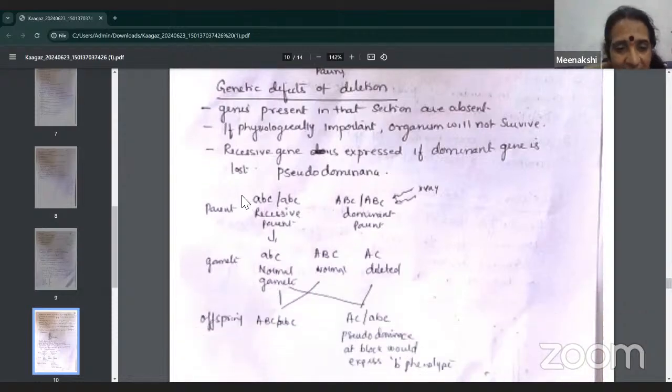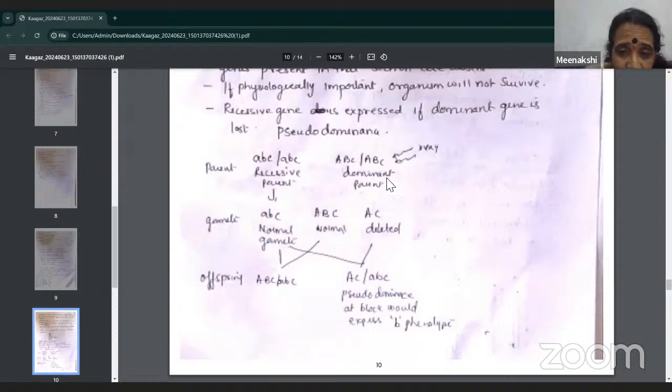Example for this: parent with a recessive character is ABC, ABC. With a dominant character is ABC and ABC. Now, this parent has been irradiated, exposed to certain radiation, X-rays. So what happens here? The gametes being formed, both gametes will be ABC for the recessive one. But for this, one gamete will be ABC, the other gamete will be AC. So when there is a fusion, you will see ABC and small ABC. So in this individual, the dominant character is expressed. So this individual will be normal.